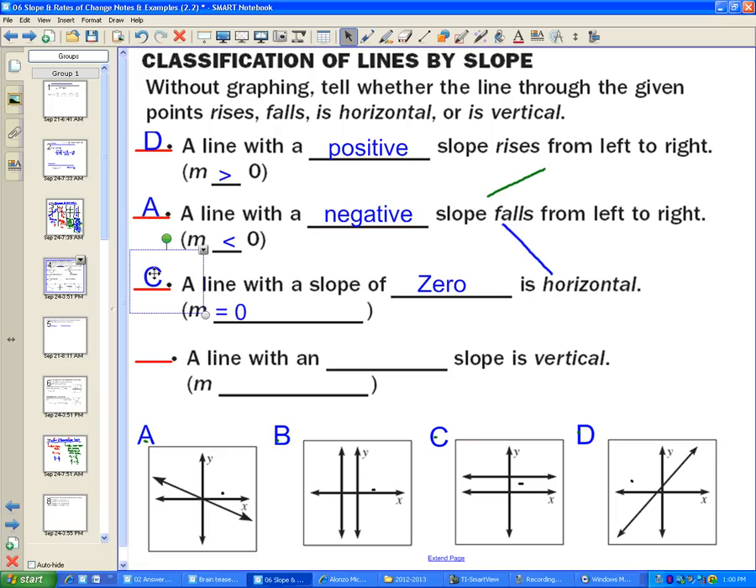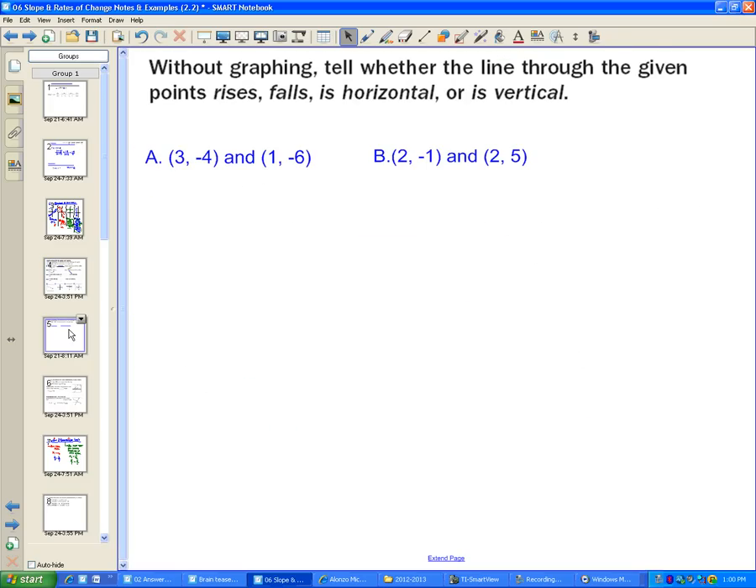A line with a blank slope is vertical. That's an undefined slope because I cannot divide by 0. M is undefined because I was trying to divide by 0 and I can't. And that has to be, by process of elimination, letter B. So have that and make sure that makes sense to you. Let's see what else I can do.